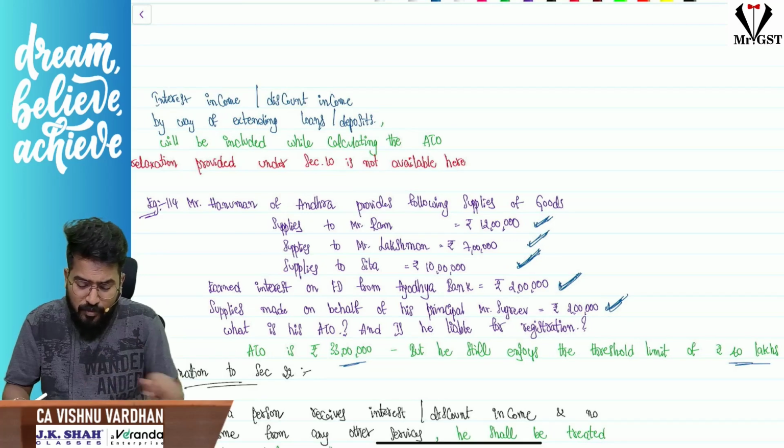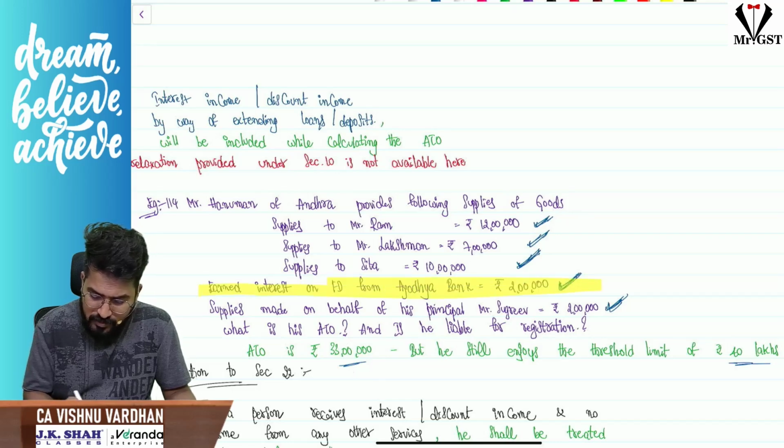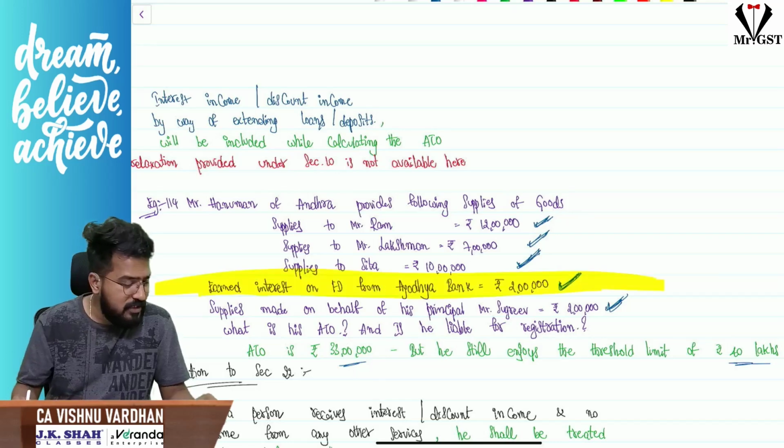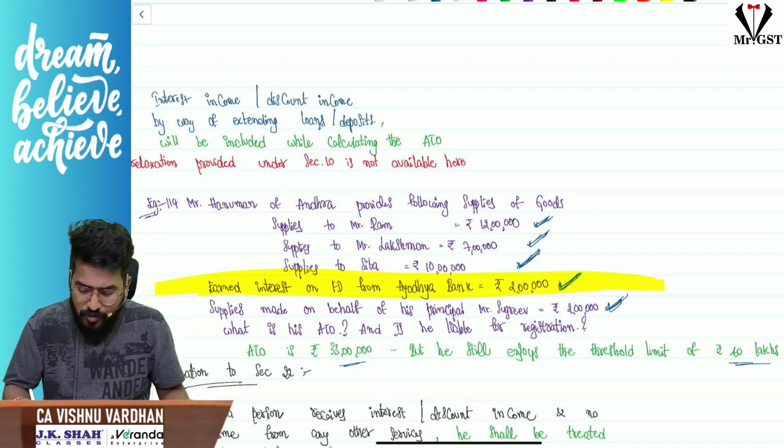Here my only point is, he is receiving an interest income, correct? He is receiving an interest income. Because he is receiving interest income, it is supply of service. So his threshold limit we should fall down to 20 lakhs? No, the answer is absolutely no.